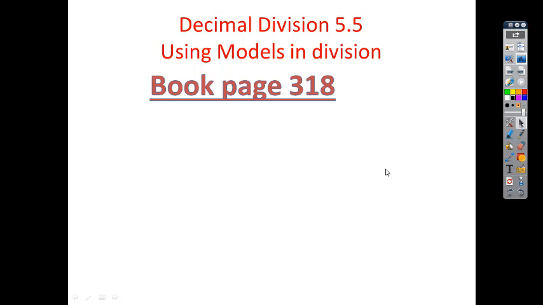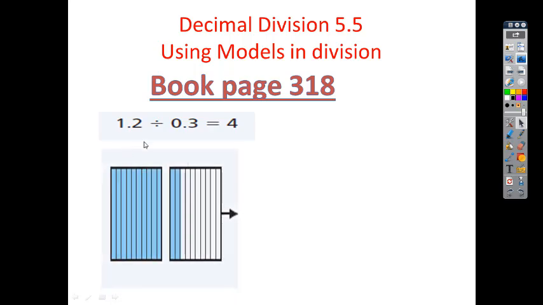Okay, in this lesson we will know how to divide using models. So let's start now, please. If you want to divide 1.2 divided by 0.3, you know 0.3 is the divisor, and we know there is no multiplication table called 0.3, right? So in this lesson we will know how to divide this using models, and in the next video, inshallah, we'll know how to divide this without drawing.